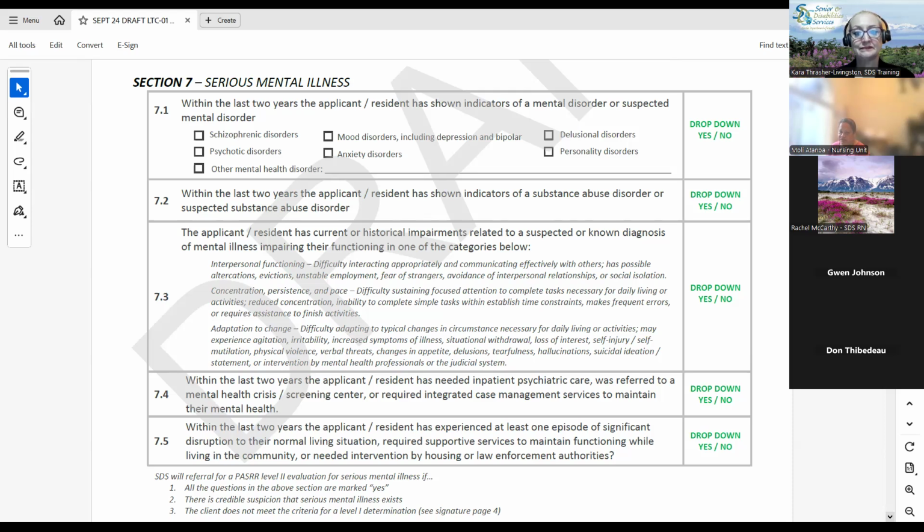So again, below section 7, there's also some additional guidance. SDS will refer for a PASRR level 2 evaluation for SMI if the following conditions are met. So you have one, all the questions in the above section are marked yes, or there's a credible suspicion of SMI, or that the client does not meet the criteria for a level 1 determination.